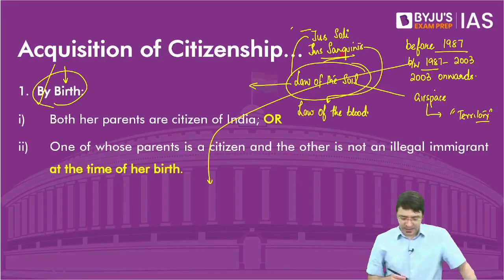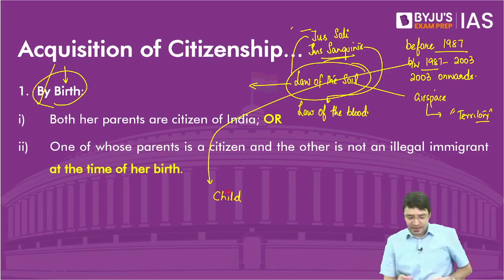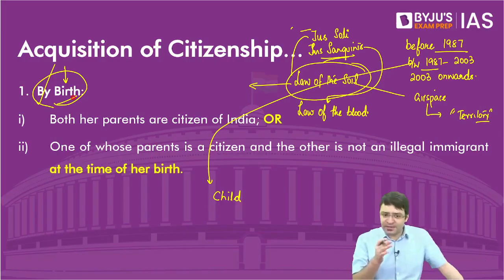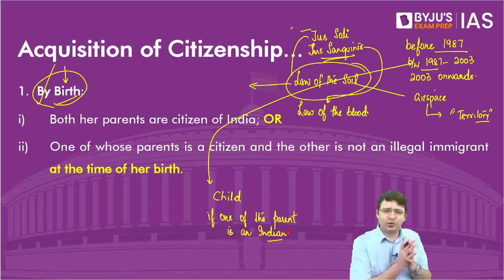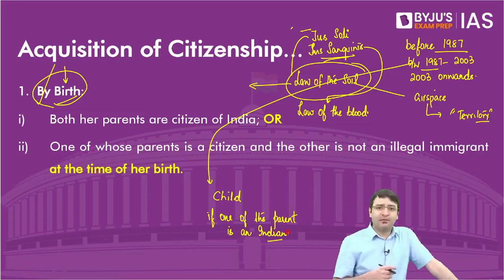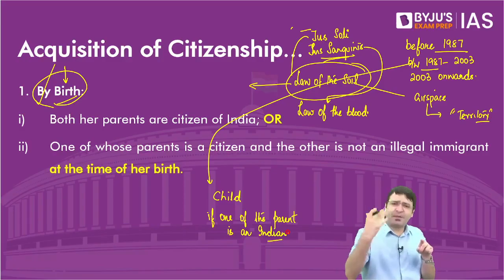Jus sanguini in the sense, this child who is born on the soil of India by birth can become an Indian citizen if one of the parent is an Indian. Initially, there used to be a sexist provision in the law where only if the father is an Indian, then the child could become an Indian. Later on, it was changed and said, whoever is born on the soil of India, and if one of the parent is an Indian, no matter who the other parent is, other parent can be anybody.